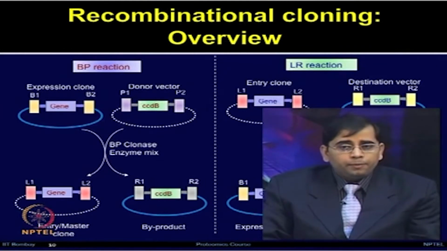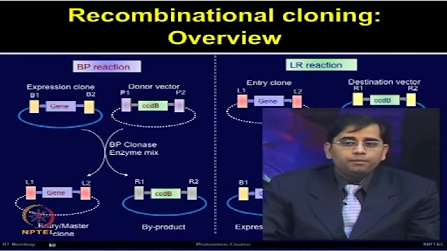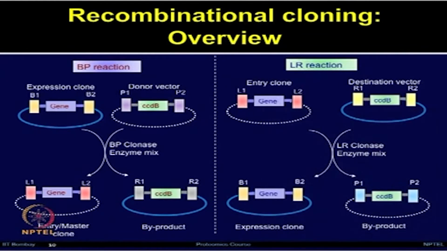In the BP reaction, which is catalyzed by the BP clonase enzyme, it facilitates recombination of the attB substrate. It could be the attB obtained from the PCR product or attB containing the expression clone, and this reaction with the attP substrate, which requires the master vector, can create the attL containing master clones.